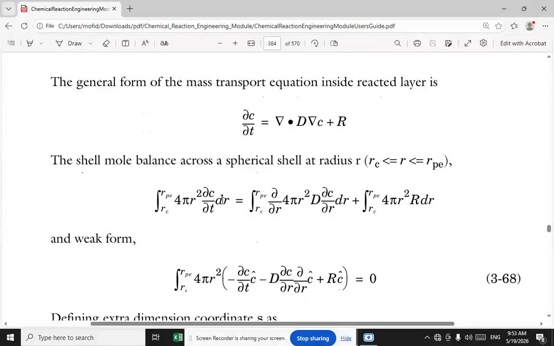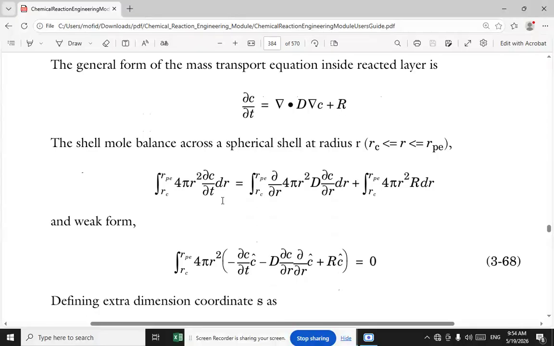The lower boundary is RC and the upper boundary is R pellet: 4π r² multiplied by the derivative of concentration with respect to time dr is equal to the integral, lower boundary RC, upper boundary R pellet, of the derivative of 4π r² with respect to the radius, times the derivative of concentration with respect to the radius dr, plus the integral, lower boundary RC and upper boundary R pellet, of 4π r² R dr.